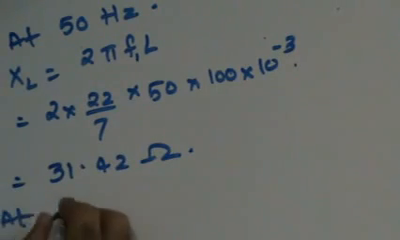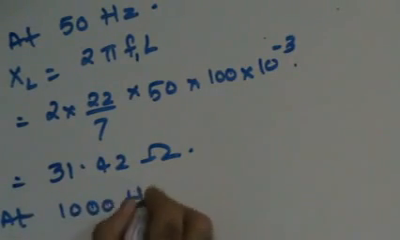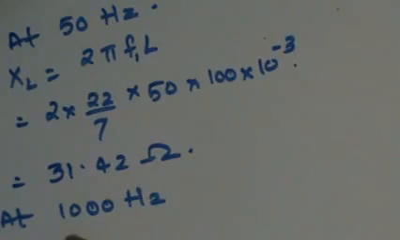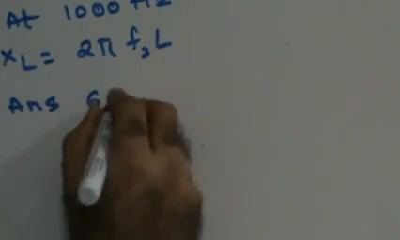Similarly, at 1000 hertz, XL again will be nothing but 2 pi FL. The only thing is here you will take F2. Same way, just straightforward multiplication. You should get the answer for this as 628.4 ohms.